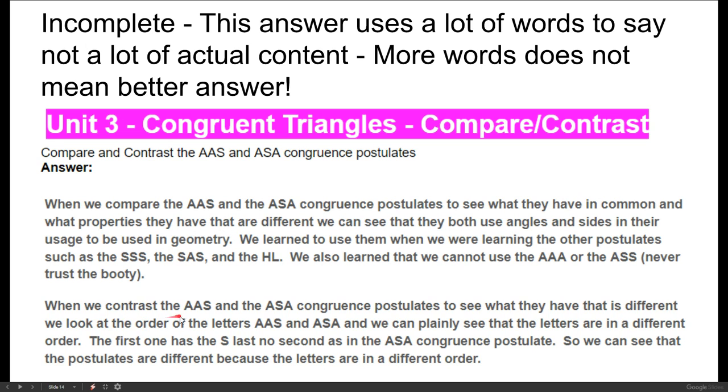In the contrast, when we contrast the AAS and the ASA congruence postulates to see what they have that's different, we look at the order of the letters, and we can plainly see that the letters are in a different order. The first one has the S last, no, second, as in the angle-side-angle congruence postulate. So we can see the postulates are different because the letters are in a different order. So again, this is a lot of words, but this doesn't really tell me anything about AAS and ASA. Okay, so again, more words doesn't equal a better answer.